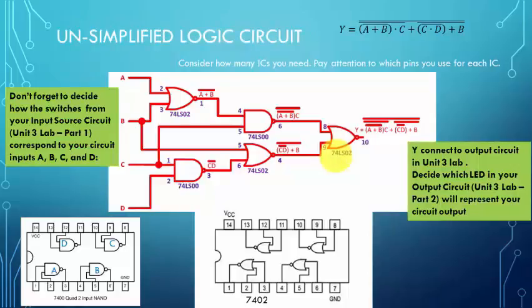So now let's see how to construct this circuit. This starts with the unsimplified one. So how to construct the unsimplified logic circuit on your proto board. Based on the expression here, you can see what gates we need. We need a NOR gate, NAND gate, and here is another NAND gate. Here you can see it's another NOR gate. And overall over here is another NOR gate.